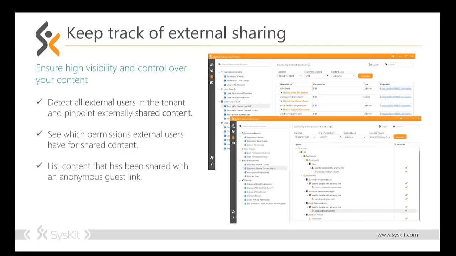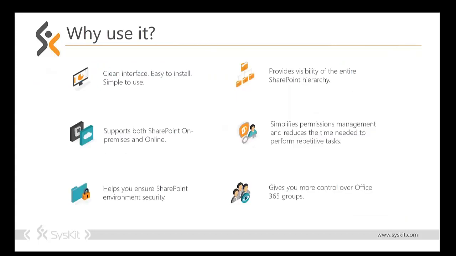Regarding external sharing, we have some pretty useful reports which show you all the external users in the tenant, and they can also pinpoint externally shared content. You can choose the content level for which you want to see if there are any external users, and you can also list content that has been shared with an anonymous guest link. But Matija will show you later at the end of the webinar how you can use SysKit Security Manager reports to keep track of your external sharing.